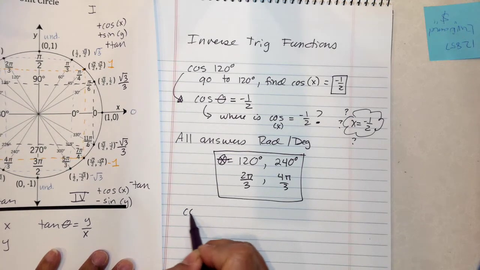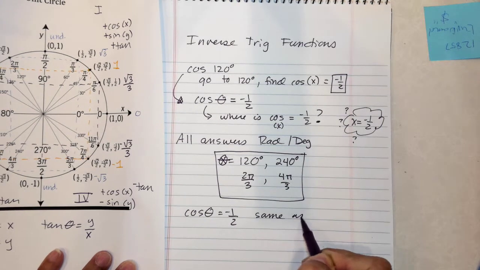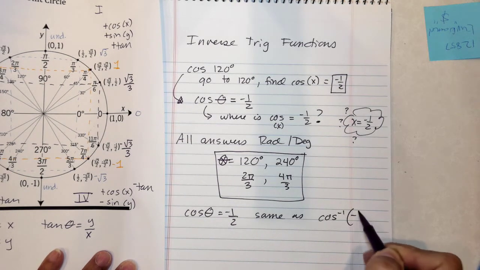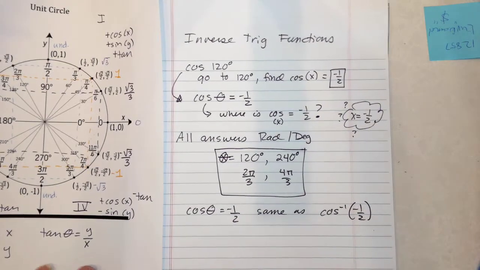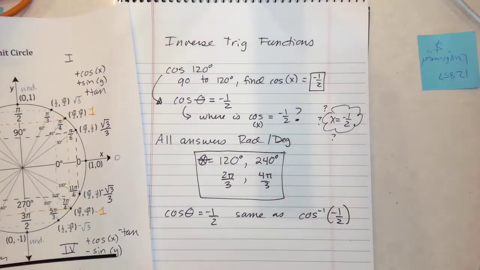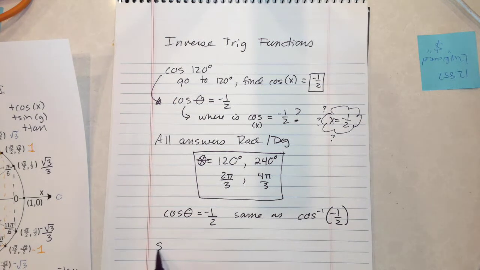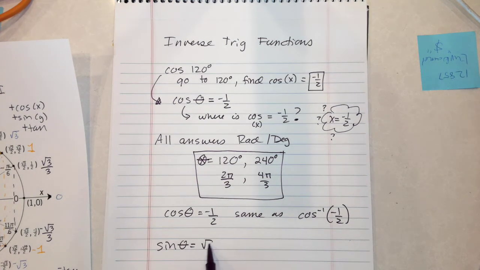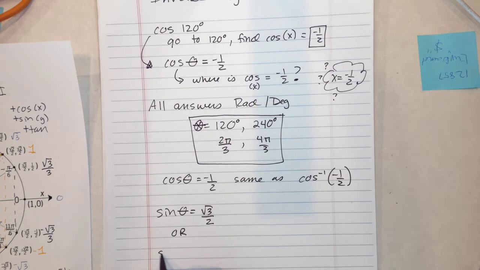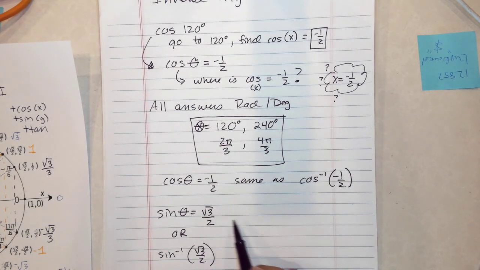One thing to keep in mind is that this question is the same as this question. Both of those are asking you to find where is the cosine or x value going to be equal to that negative 1/2. So let's just try a couple more. It might say sine theta equals root 3 over 2, or it could say sine inverse of root 3 over 2. Both of these questions are asking you to find the same thing.